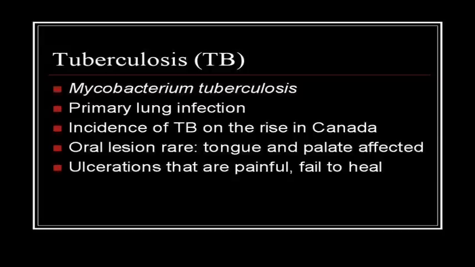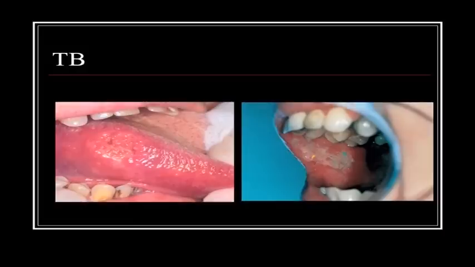Although tuberculosis was considered for many decades a disease of the past, it has had a resurgence, and more clients may present to your clinical practice harboring this bacterium. It's caused by Mycobacterium tuberculosis and presents as a primary lung infection. The incidence of tuberculosis is on the rise in Canada due to the fact that it has become resistant to many of the traditional treatments. Although oral lesions are rare, they would present on the tongue and palate. They will be painful and fail to heal.